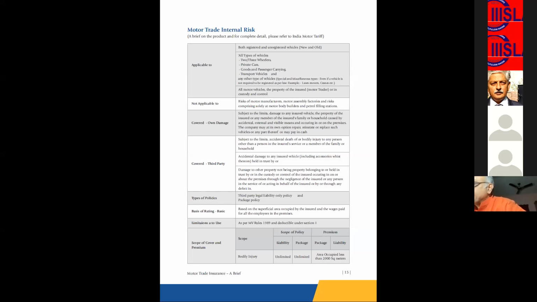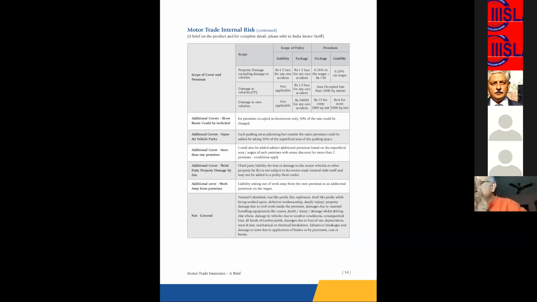Exclusions we have already seen on page number 16, but page number 15 will tell you the premium is charged by the area available or the wages paid, both taken into account for working out the premium. It also covers legal liability. It also covers property damage, but it has a limit because it is inside the premises. The premium table is given on page 16, but it is also possible to give additional coverages, as I told you earlier: you can cover additional premises, you can cover open air car park, you can cover working away from premises. The list is very big on page 16.